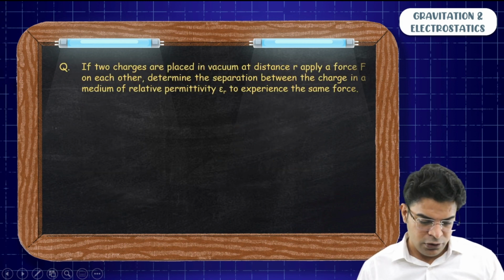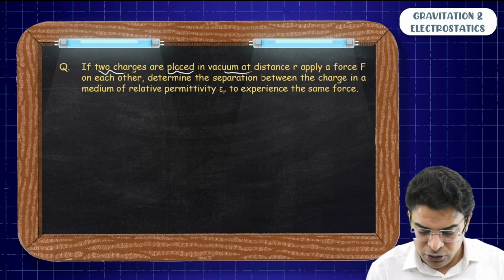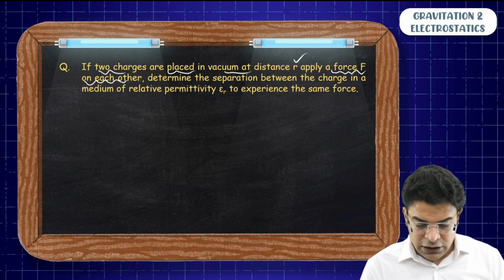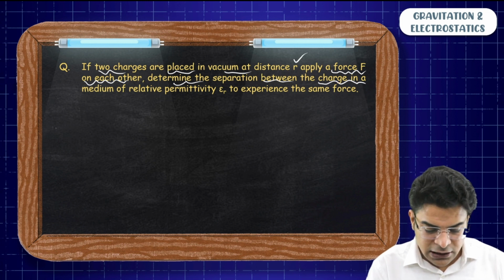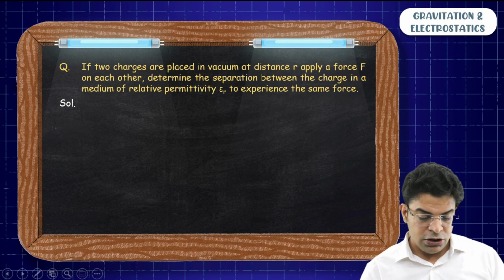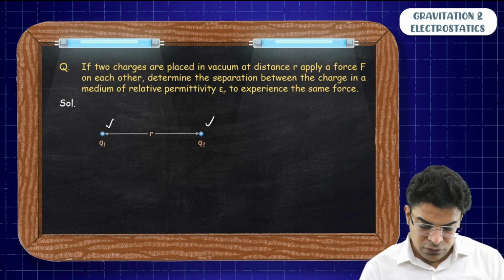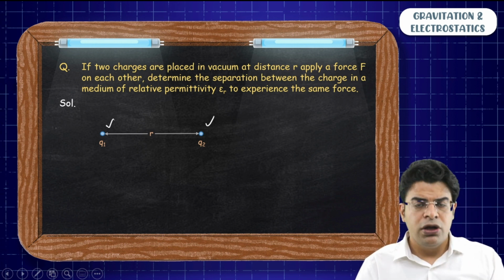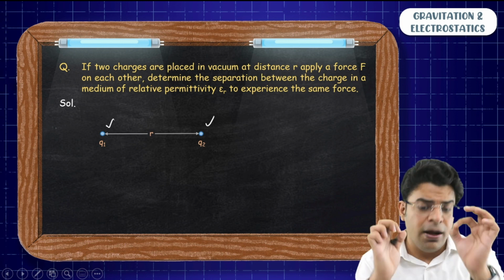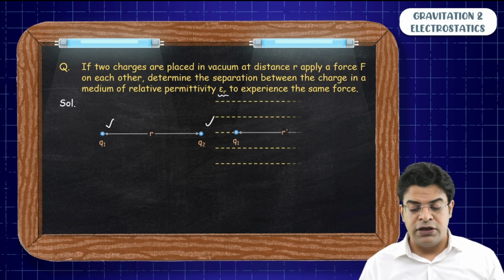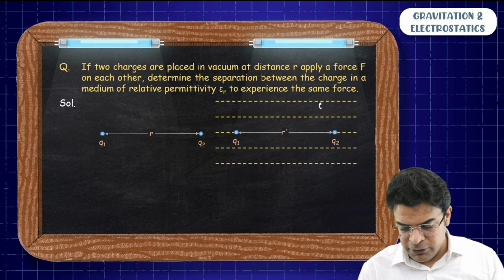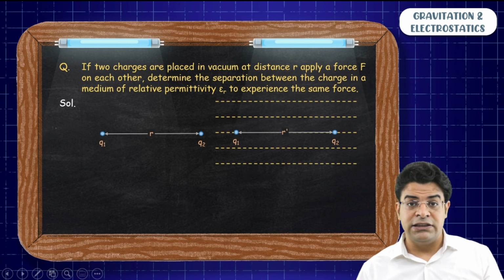So moving on. If two charges are placed in vacuum at a distance r, they apply a force F on each other. Determine the separation between the charges in a medium of relative permittivity εr to experience the same force. So there are two charges q1 and q2 separated by distance r in vacuum. Question is, how much has to be the separation between these two charges inside a medium of relative permittivity εr so that they experience the same force. So let's say inside the medium of relative permittivity εr, the separation between the charges is r dash.